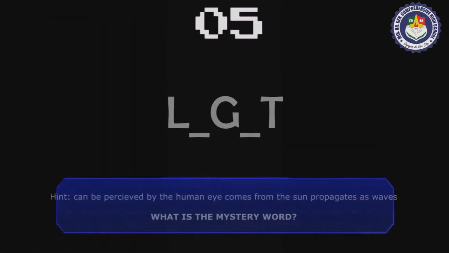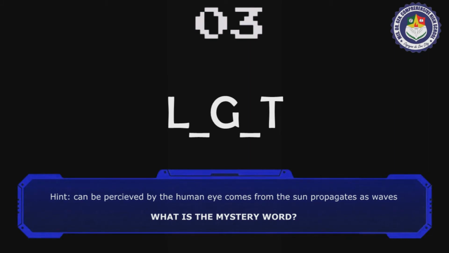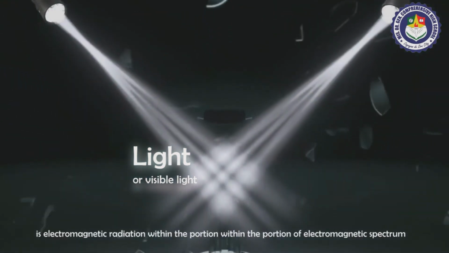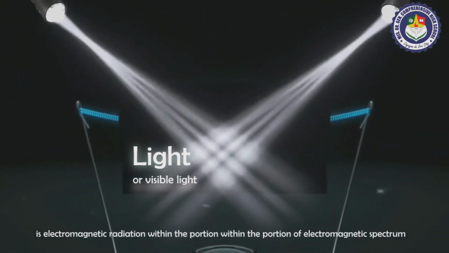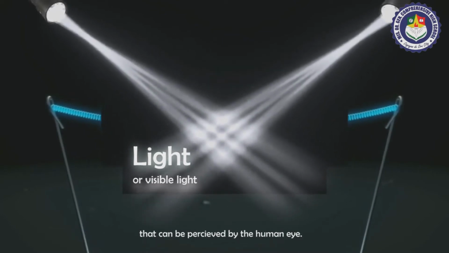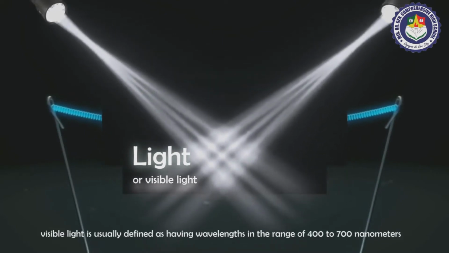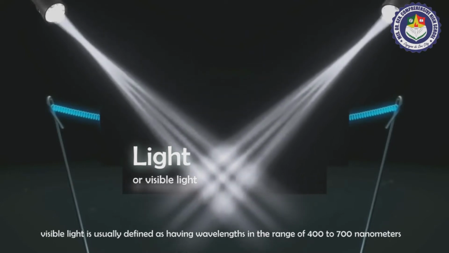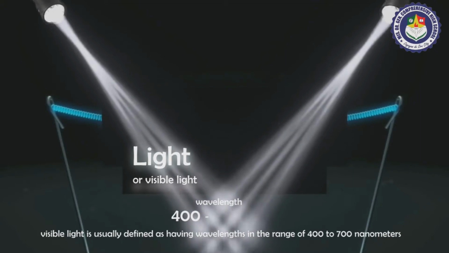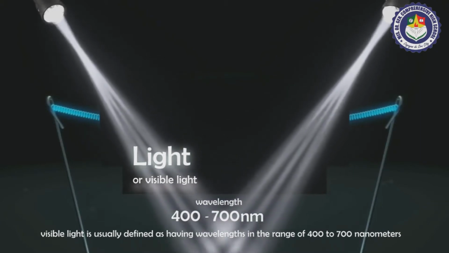Level 1. Nice. Great! The mystery word is light. Light or visible light is electromagnetic radiation within the portion of the electromagnetic spectrum that can be perceived by the human eye. Visible light is usually defined as having wavelengths in the range of 400 to 700 nanometers.